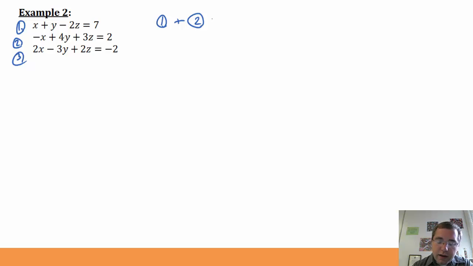plus equation number 2 is immediately going to eliminate x. So let's do that. Equation number 1 plus equation number 2 will give me 5y, the x's cancel, and I have 5y plus z equals 9. So now I have one equation that just involves y and z. What I want to do is get a second equation that just involves y and z. And then I'll be able to solve for y and z and then go back and find x.